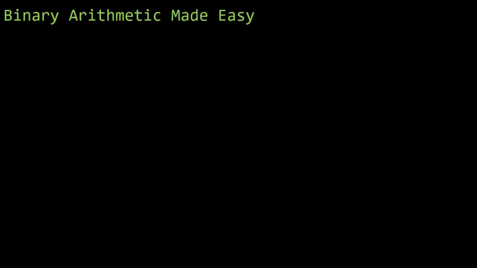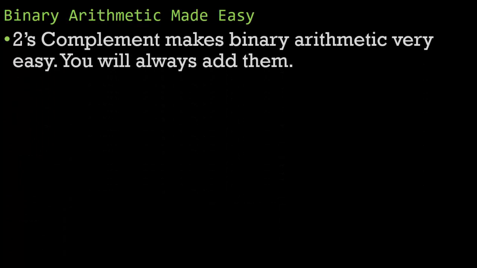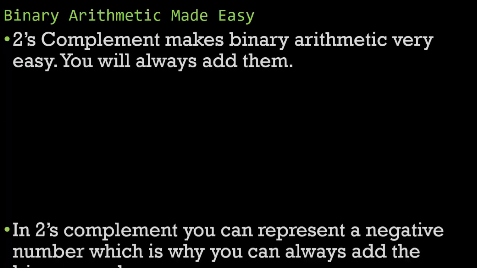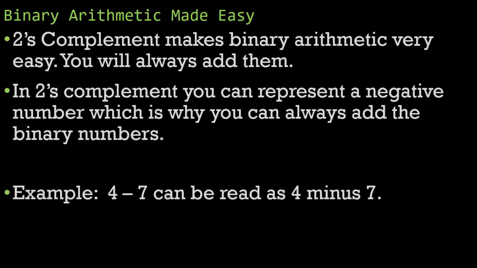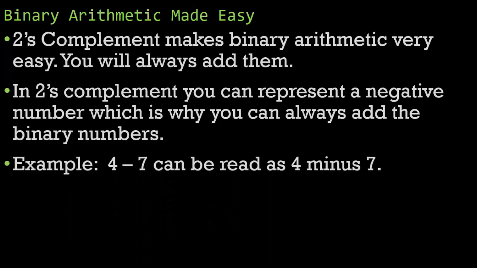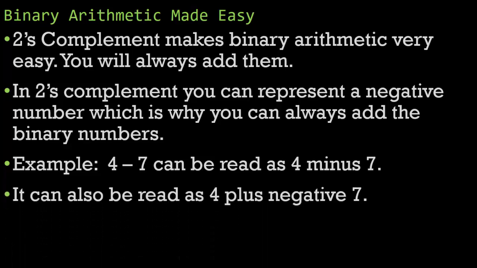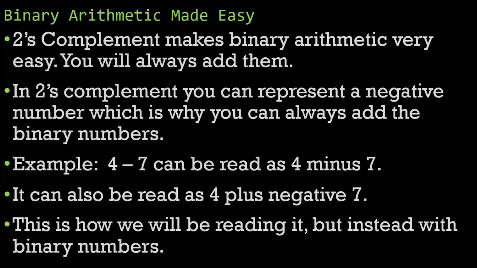Now, binary arithmetic is made easy because of 2's complement. It makes binary arithmetic very easy because you're always going to be adding numbers together. Remember, in 2's complement, you can represent a negative number, which is why you can always add the binary numbers together. For example, 4 minus 7 can be read as 4 minus 7. It can also be read as 4 plus negative 7. This is how we're going to be reading it, but instead with binary numbers.